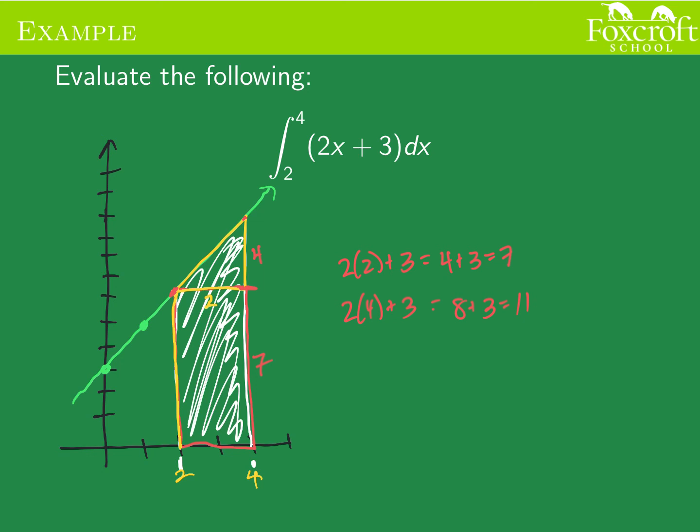So I can just put this together. My rectangle part is a 2 by 7 rectangle, that's 14. My triangle part is a 2 by 4 triangle, so that's going to be 4, because it's 8 divided by 2, and I add that to get 18.